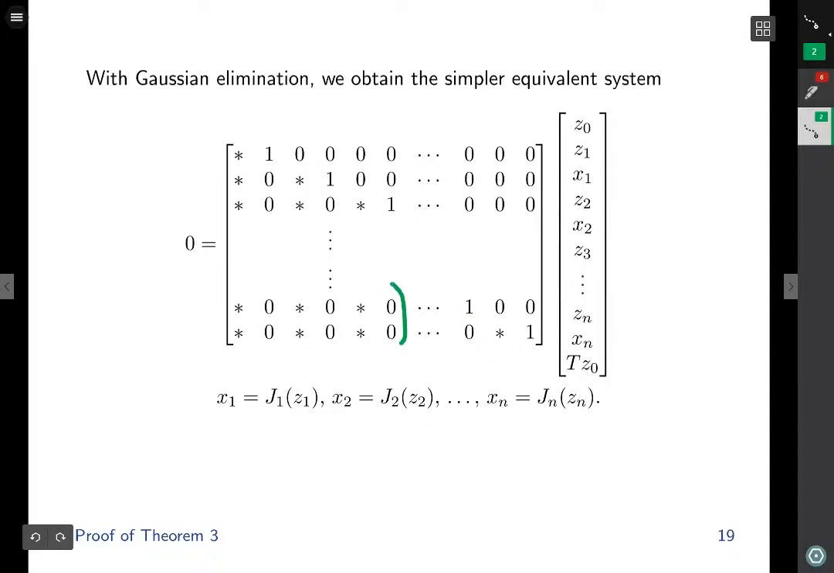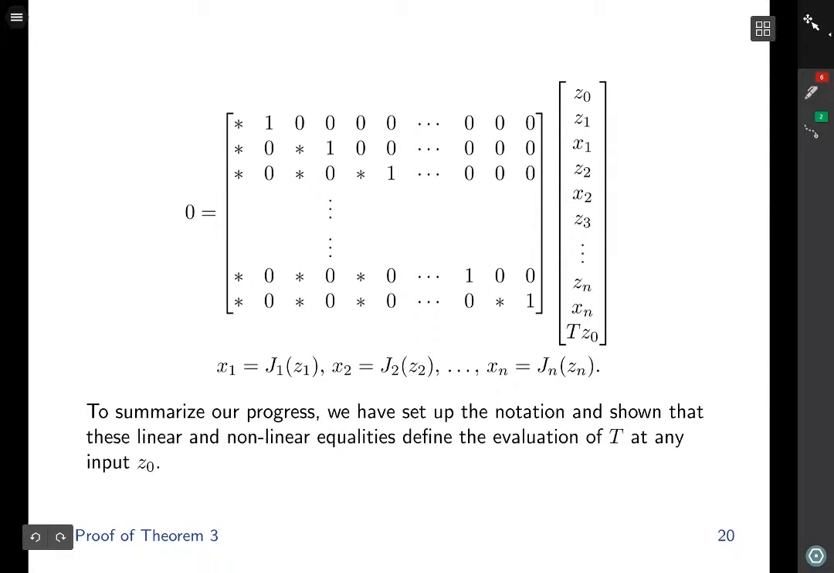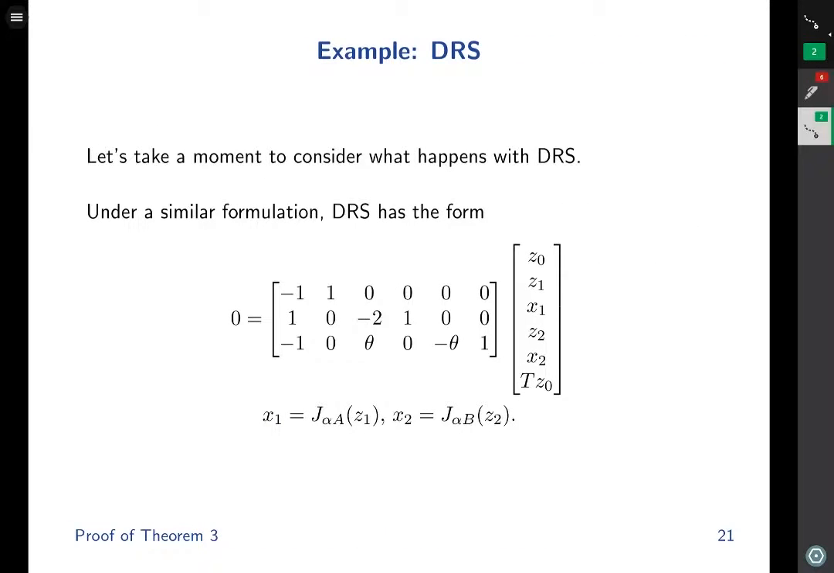Using Gaussian elimination, we can eliminate these non-zeros and obtain a simpler equivalent system. To summarize our progress, we have set up the notation and we have shown that these linear and nonlinear equalities define the evaluation of the fixed point mapping T at any input z0. Let's take a moment to consider what happens with Douglas-Rachford splitting. This will help us understand the direction this proof is headed in.